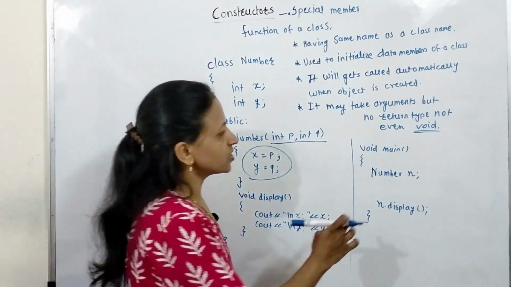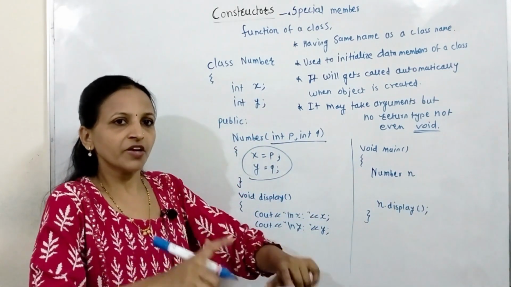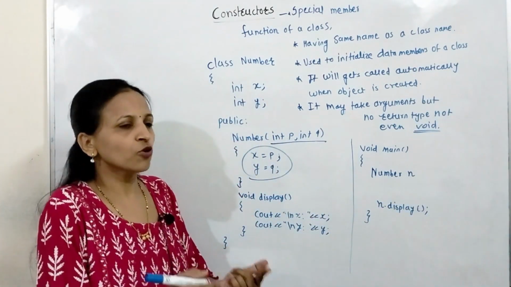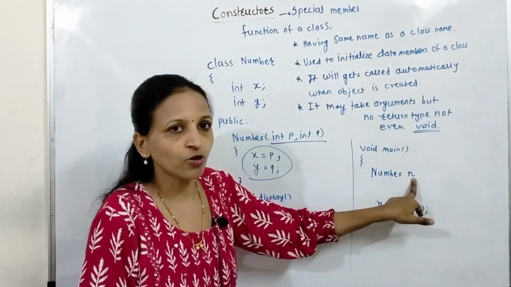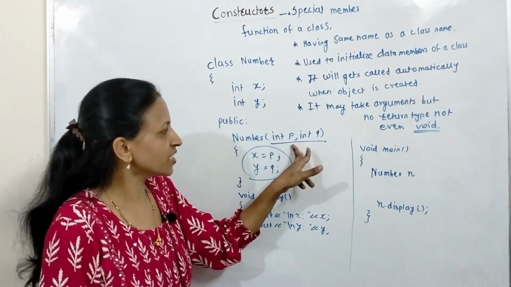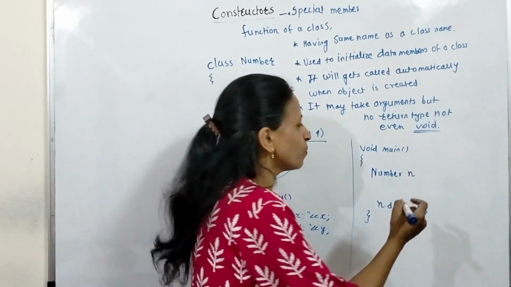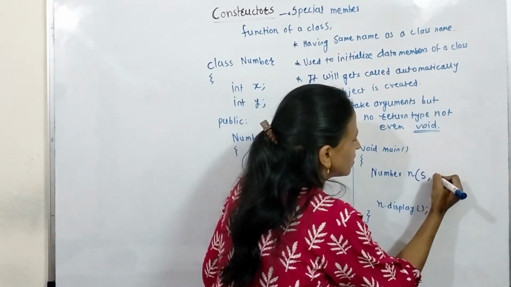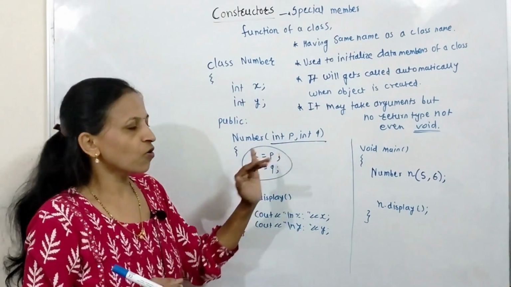Now what is the change here? See, I have created here one object of this Number class. Whenever we create an object, automatically the constructor will be called. But this constructor is taking two integer arguments. That's why while creating that object, we have to pass two integers like this, in this way. That's it. This is the way to call a constructor.